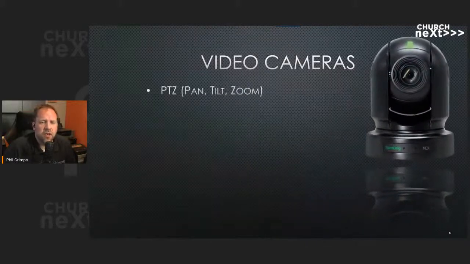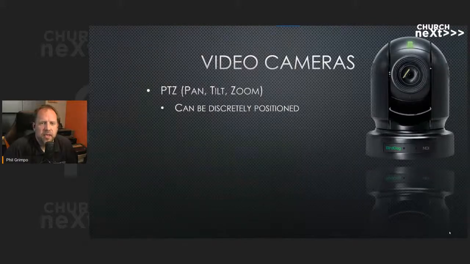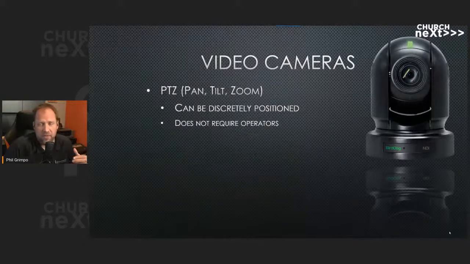So we're going to talk here about PTZ cameras. PTZ stands for pan, tilt, and zoom. These can be discreetly positioned. So if you don't have a good spot to drop a camera and a camera operator and a big camera, that's where a PTZ really comes in handy. They do not require operators. I don't have to have a person standing there. It's remotely controlled.